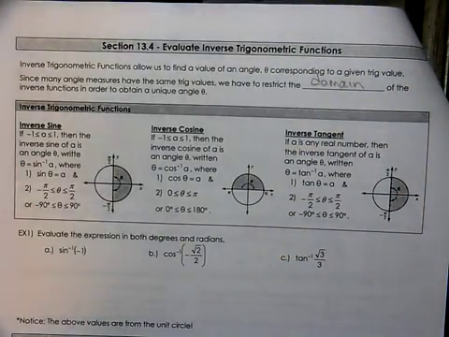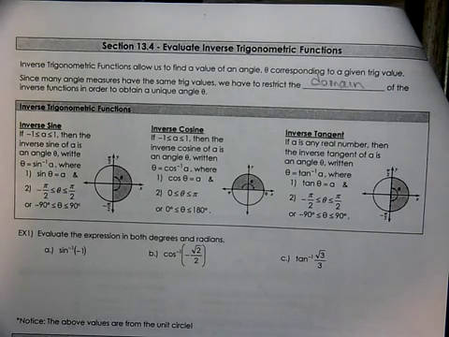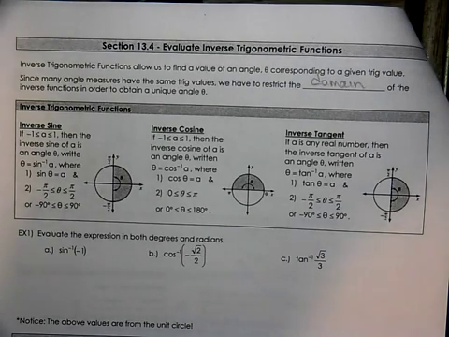What that means is, since there's multiple spots that have an x value of root 2 over 2, that would be in the first quadrant and in the fourth quadrant. Or, for example, a y value of a half. That could happen in the first quadrant or the second quadrant. We restrict the domain to give us a unique angle.